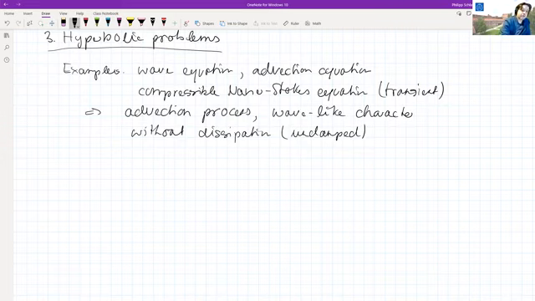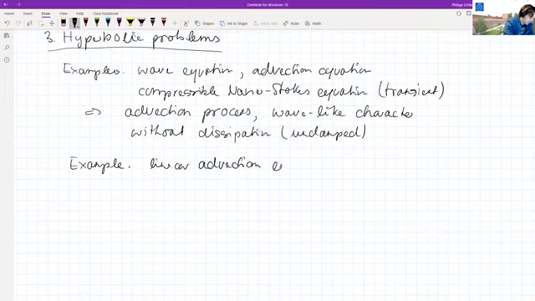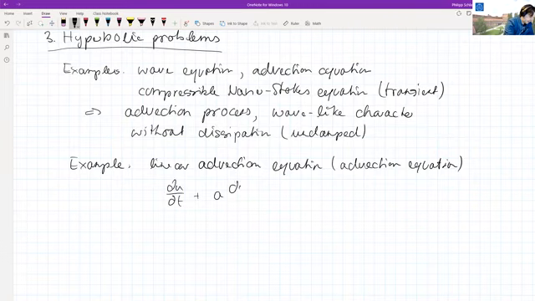But let's just start now with a simple example of that, and we take the usual example, and that is the linear advection equation. Linear advection equation, that's also called the advection equation. And if I write it down, it's du/dt plus a times du/dx being 0. This here is the advection equation.